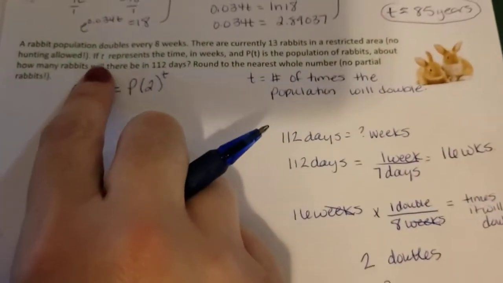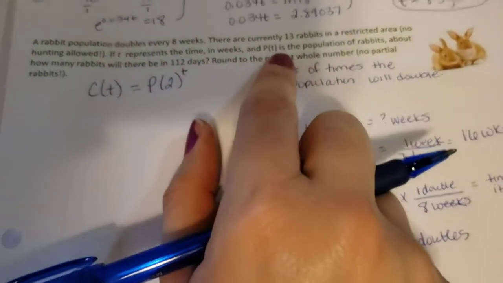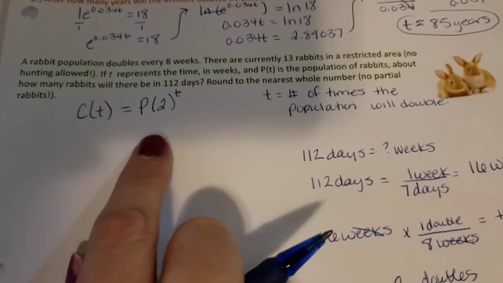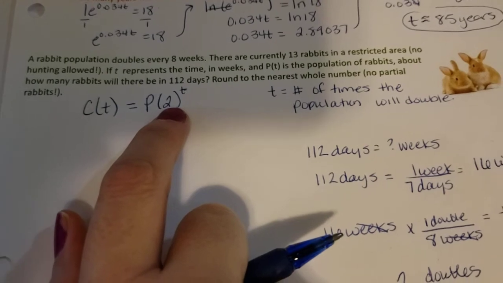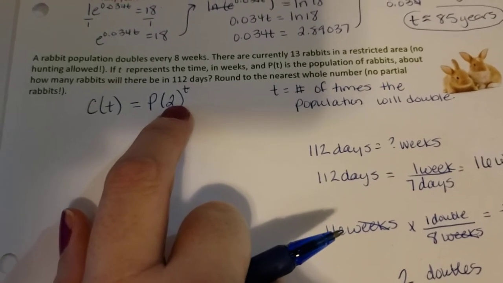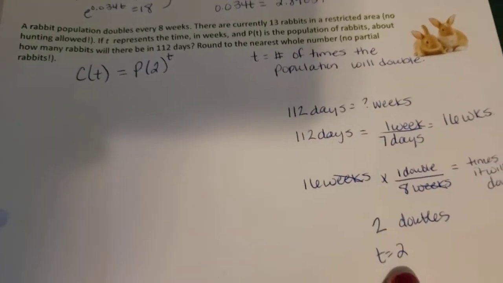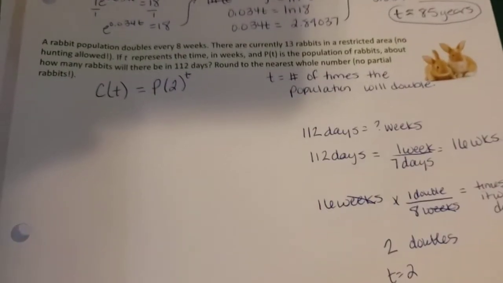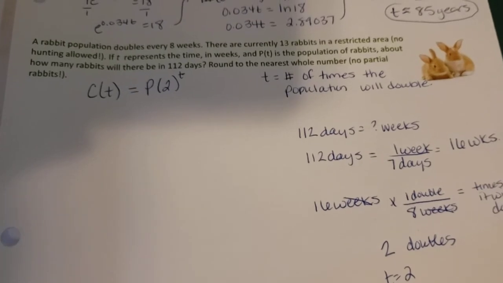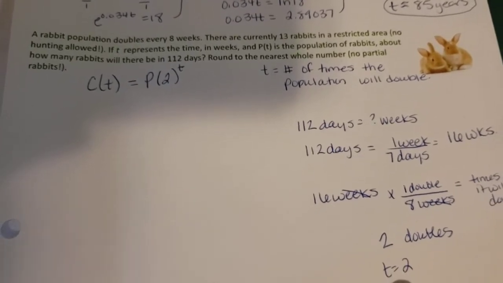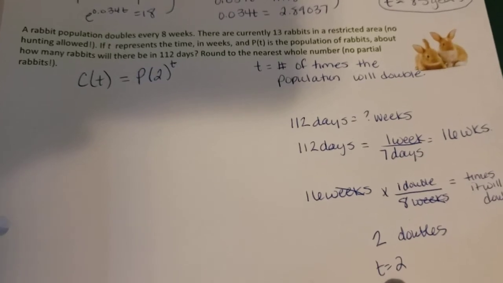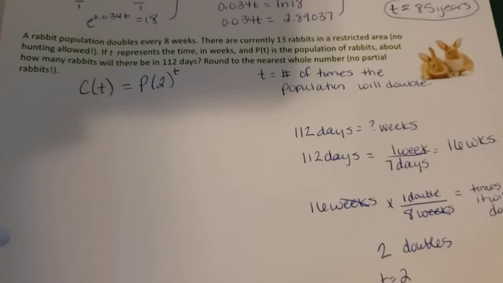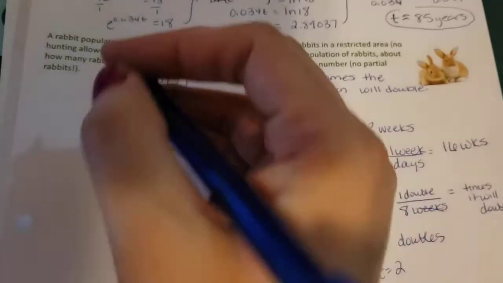All right, so now I have my initial population. I know that my rate is 2 because it's doubling. And I know that my t, my number of times that it will be able to double, is 2. Now it might come out to not be a whole number, I'm sorry. So if you had 3.6, that would be okay.